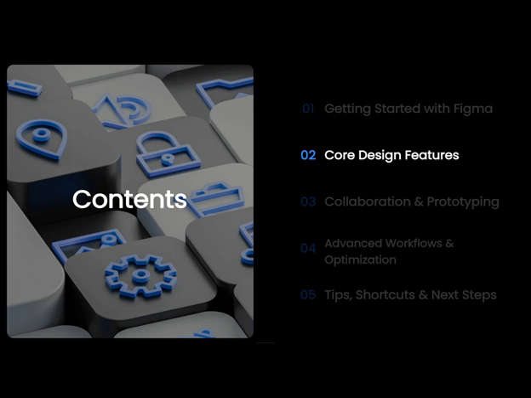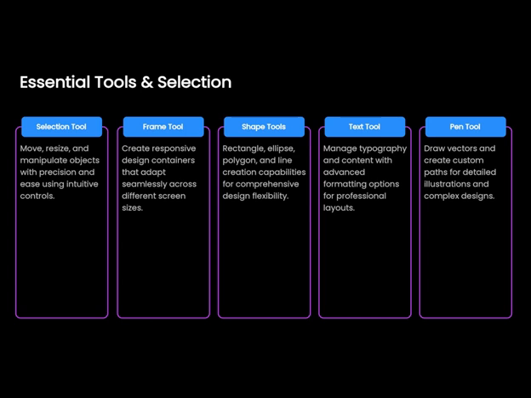Core design features. Essential tools and selection. With essential tools, you can move, resize, and manipulate objects with precision and ease. Then with the frame tool, you can create responsive design containers which adapt seamlessly. With shape tools, you can use different shapes. With text, you can manage different typography and content, with formatting options for professional layouts. Then with the pen tool, you can draw vectors and create custom paths for detailed illustrations and complex designs.